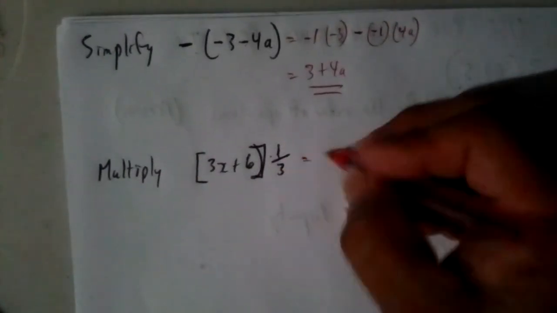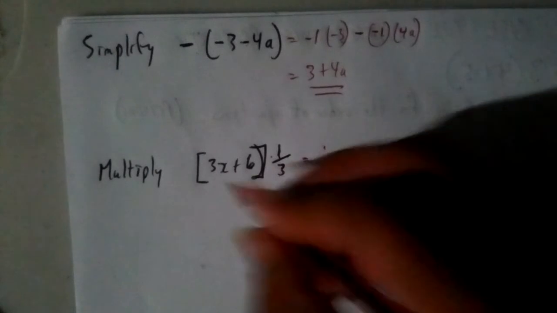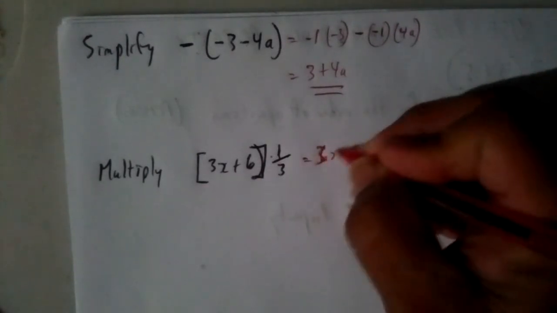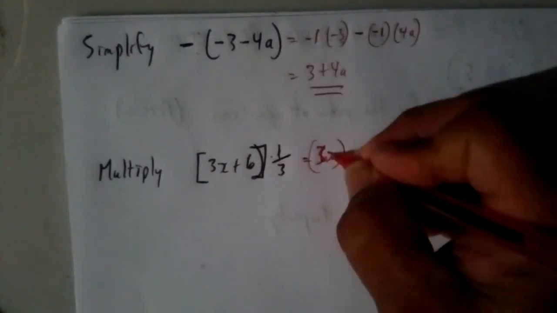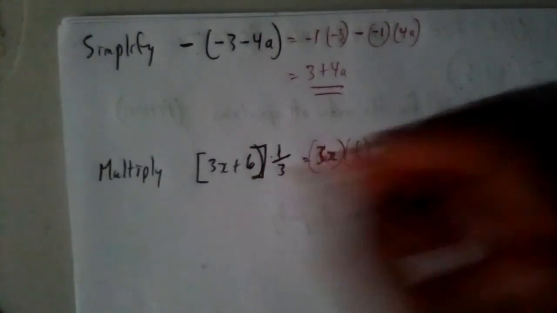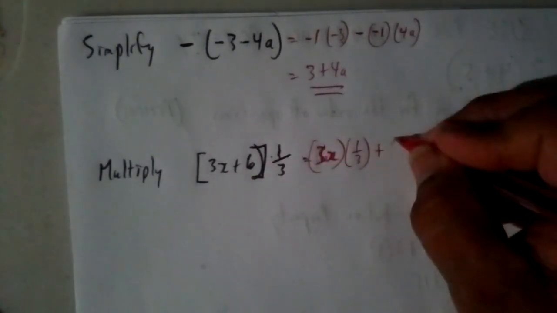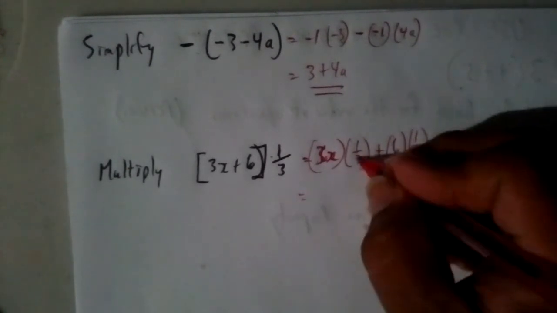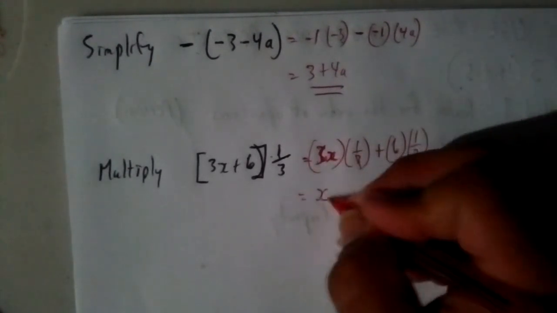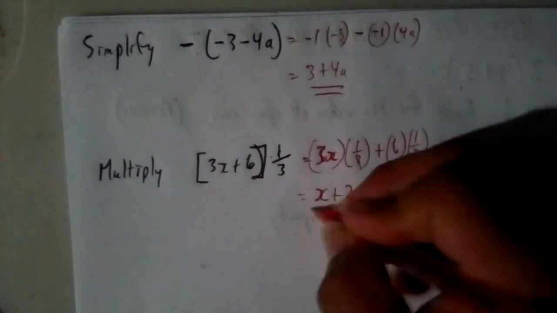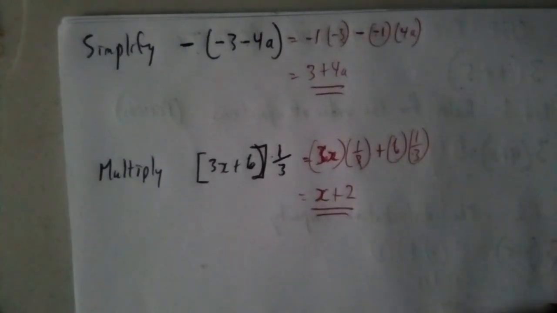We can put 1/3, right? We can put the term in first, so we can say 3x times 1/3, this sign here now, plus 6 times 1/3. The 3 and 3 cancel, giving us x, plus 3 into 6 gives me 2, and that is the solution for multiplying that particular algebraic expression.